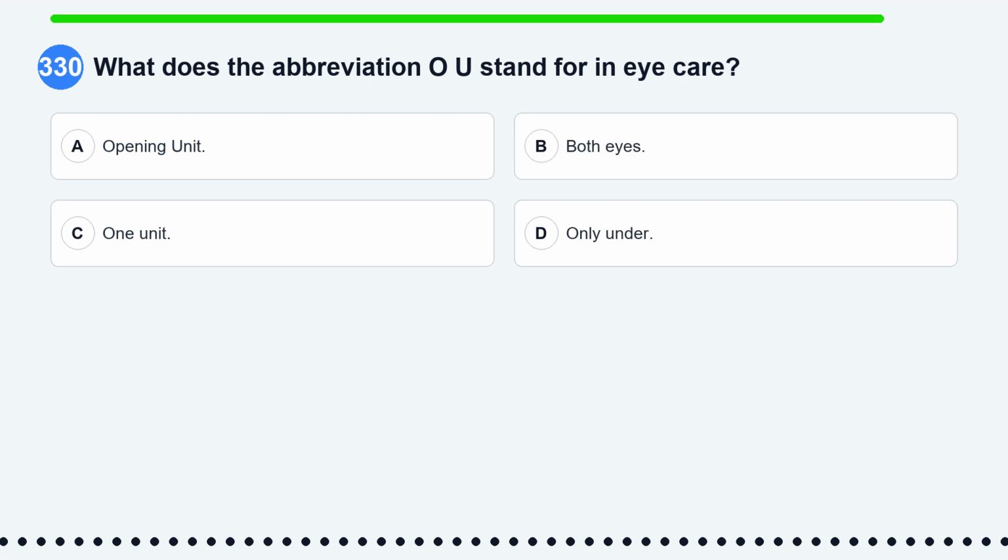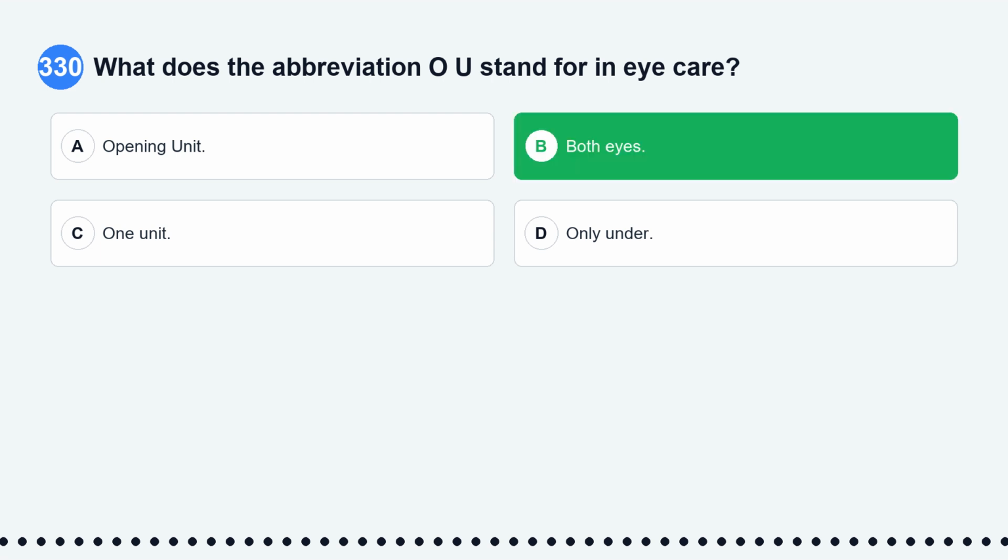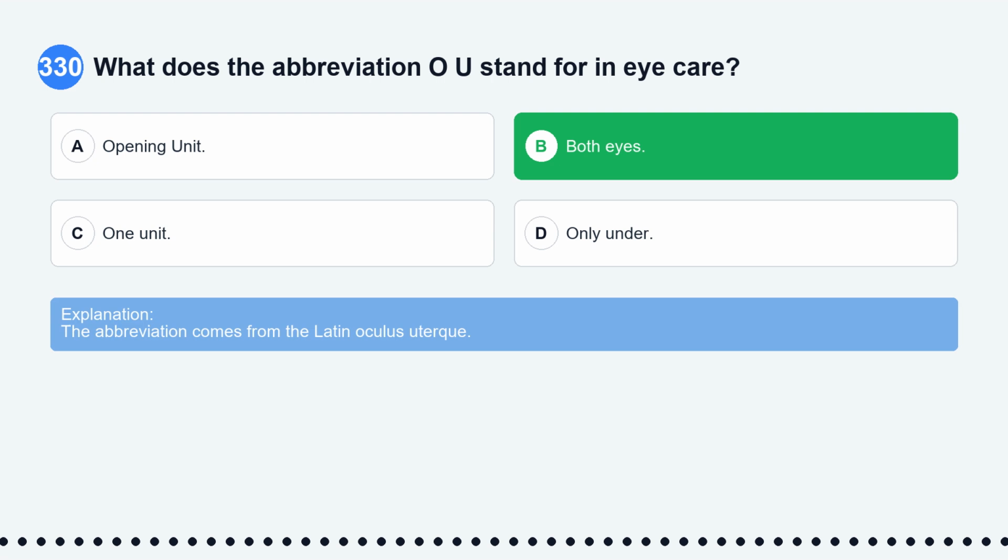Question 330. What does the abbreviation OU stand for in eye care? Option A, opening unit. Option B, both eyes. Option C, one unit. Option D, only under. The correct answer is option B, both eyes. The abbreviation comes from the Latin oculus uterque.